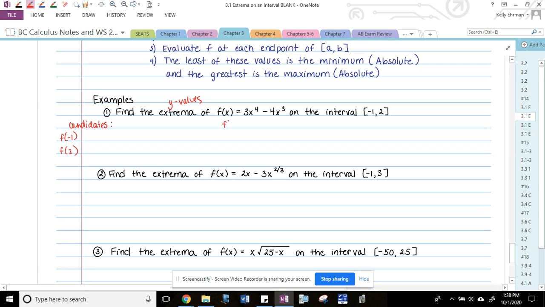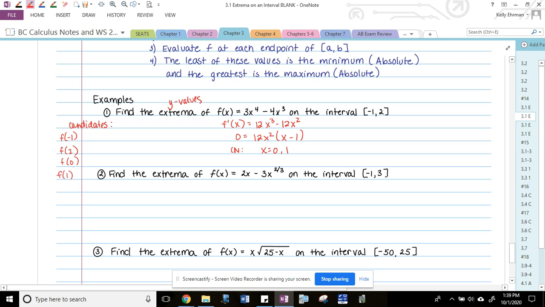So let's find the derivative first. I guess I'm kind of going out of order these steps, but I'm going to find the derivative first. 12x to the third minus 12x squared. Set this equal to 0. It's never undefined. Factor it a bit. There are critical numbers at 0 and 1. So other candidates are f of 0 and, squeeze this in, f of 1. Those are all the candidates.